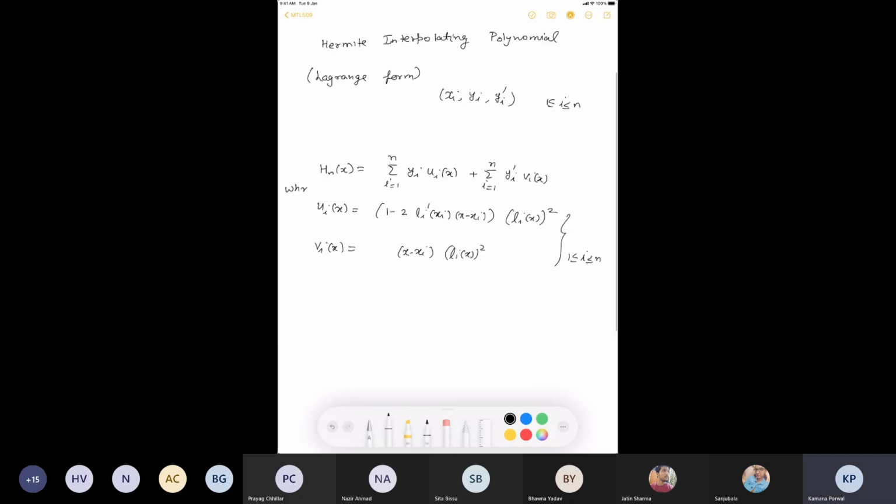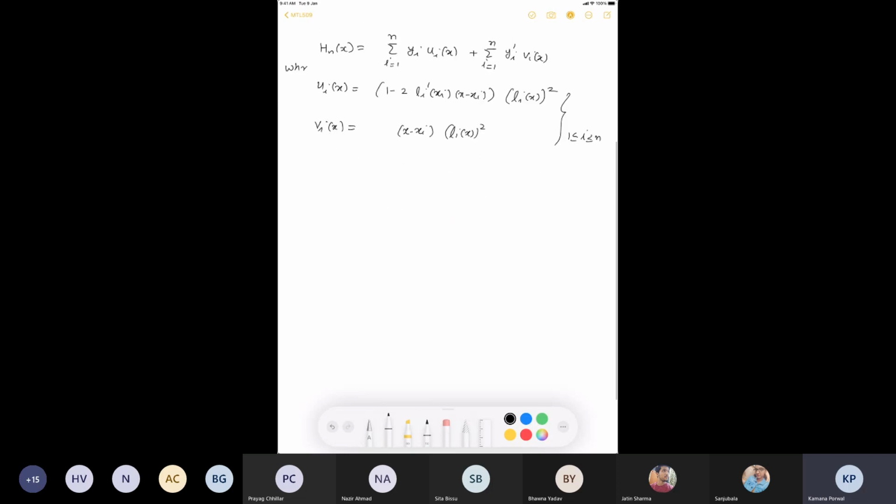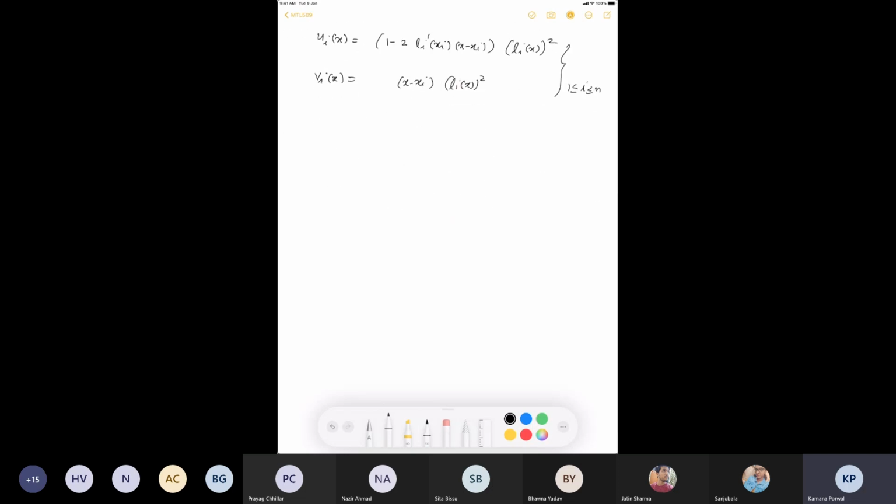So then we also have this Hermite interpolating polynomial; we can write it using the divided differences. Okay, which we call Newton's form of the Hermite interpolating polynomial.